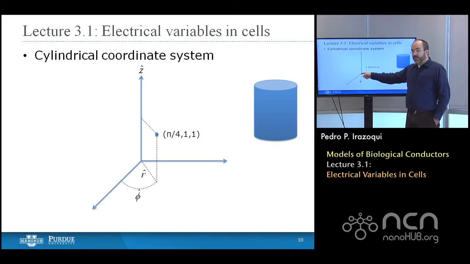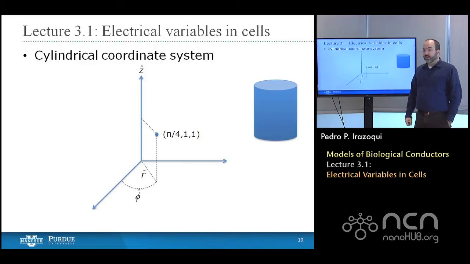R is the radius taken from the origin to the point projected on the xy plane. So it's not directly to the point, it's to that point projected on the xy plane. Another way of thinking about it is that R is the vector taken from the closest point on the z-axis to the point of interest. And then z is just z, same as it is in the Cartesian coordinate system.